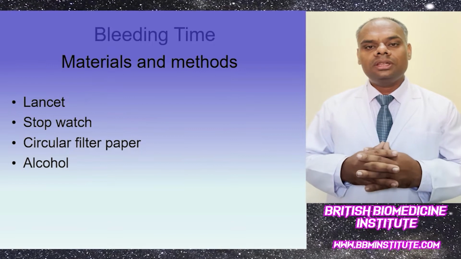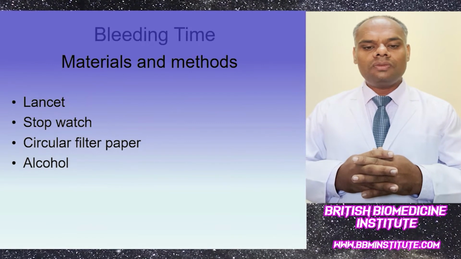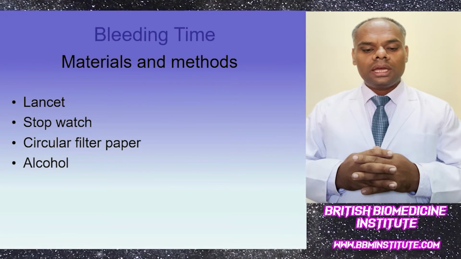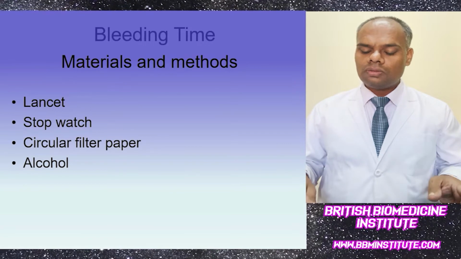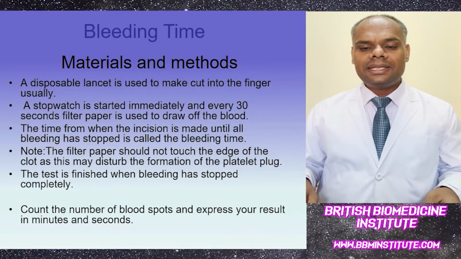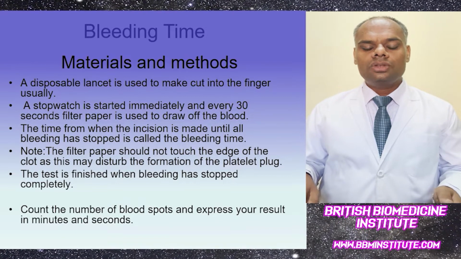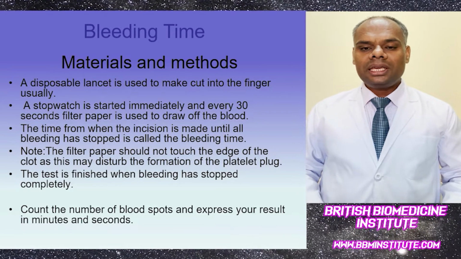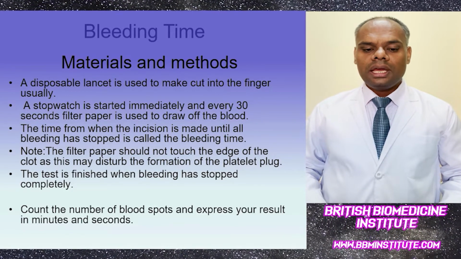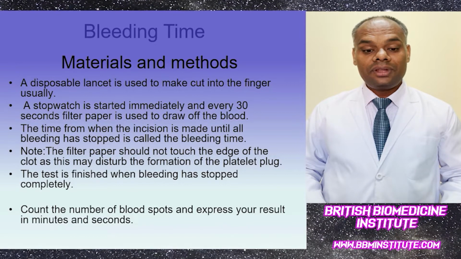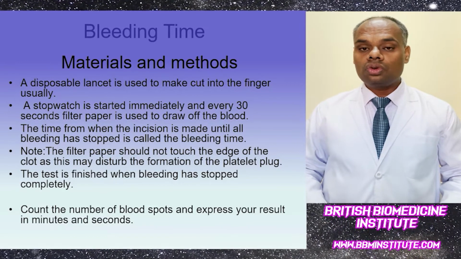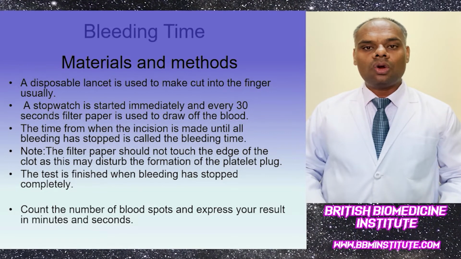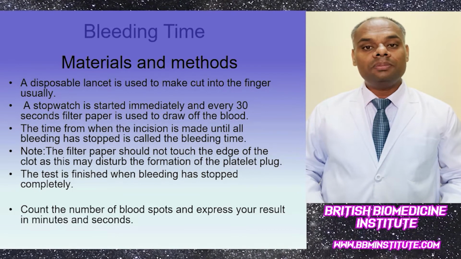So in the bleeding time we use various methods and materials like lancet, stopwatch, circular filter paper and alcohol. With the help of these materials we can easily check the bleeding time. We will be using a disposable lancet to make a cut in the finger. A stopwatch is started immediately, and every 30 seconds filter paper will be used to draw off the blood. The time from when the incision is made until all the bleeding has stopped is called bleeding time.